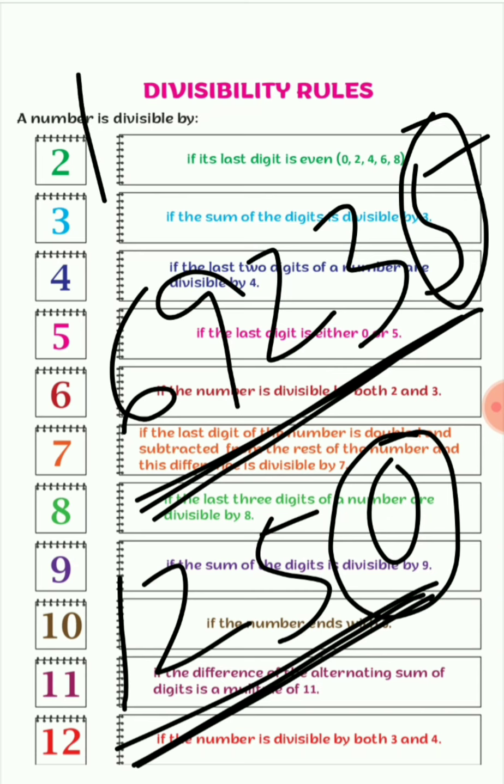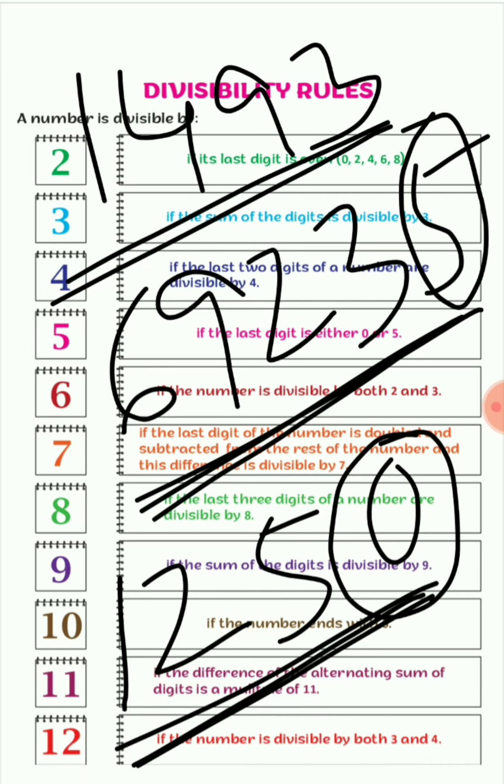Let's take another example. 1 4 9 3. Is this number divisible by 5? No, this number is not divisible by 5 because the last digit is 3, which is neither 5 nor 0. So the number is not divisible by 5.